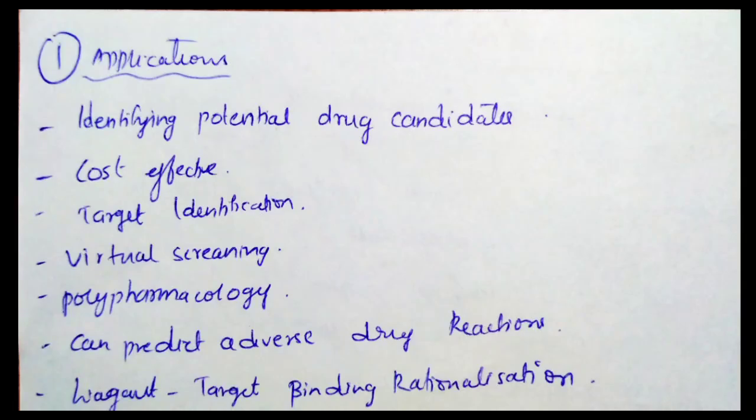Now, these are the applications of molecular docking. The first is identifying potential drug candidates. It is cost effective, and useful for target identification, virtual screening, polypharmacology, predicting adverse drug reactions, and ligand target binding rationalization. Without even going to practical experiments, we can visually analyze what kind of interaction could be produced between a ligand and a protein. So, these are the applications of molecular docking. That's all about molecular docking. Thank you.